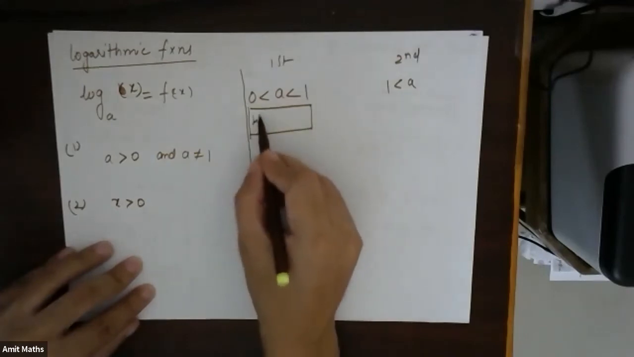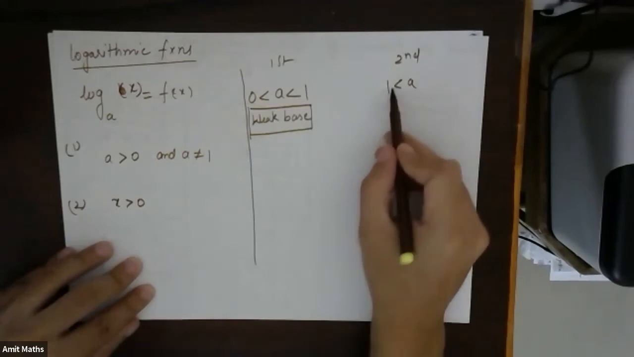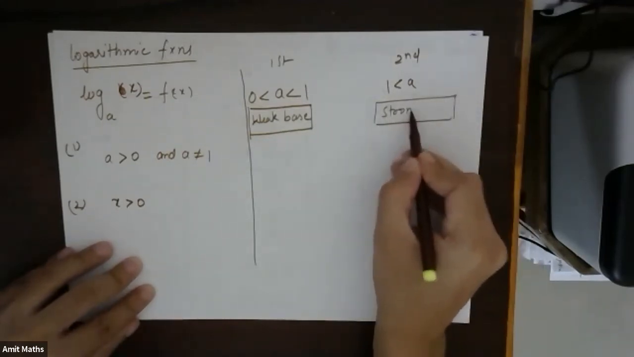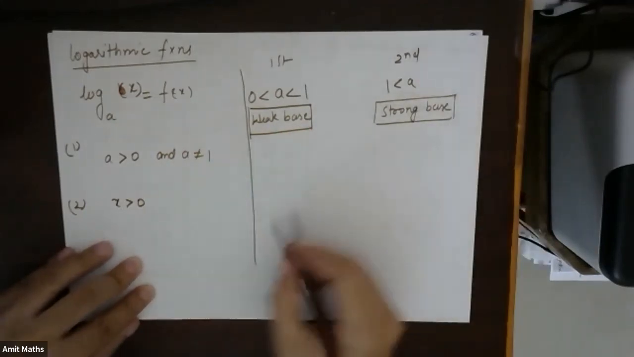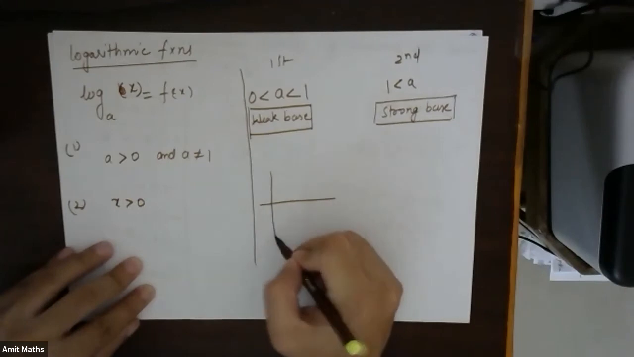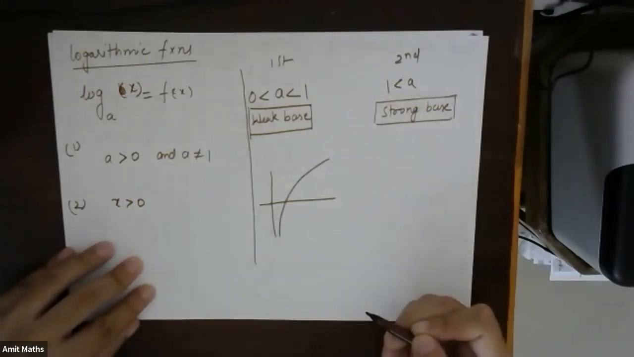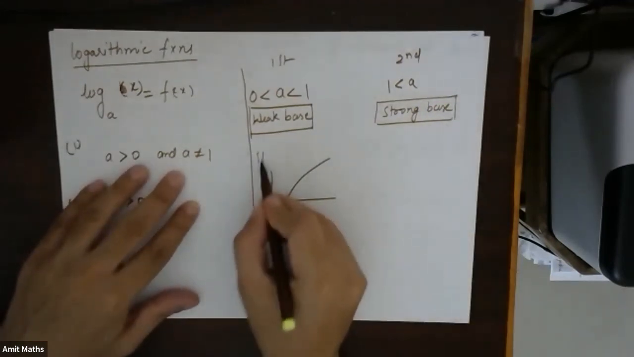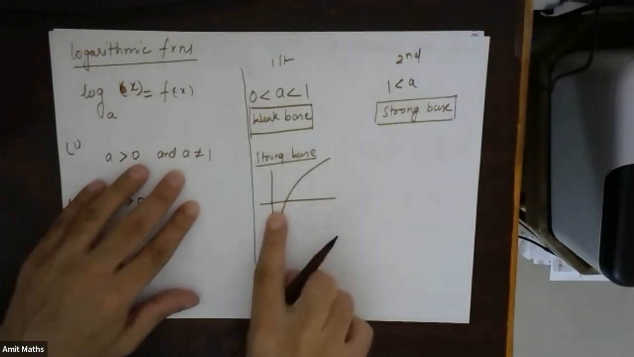this is known as weak base. When a is greater than 1, this is known as strong base. For weak base, the graph of log will be something like this. And for strong base, the graph of log will be something like this.